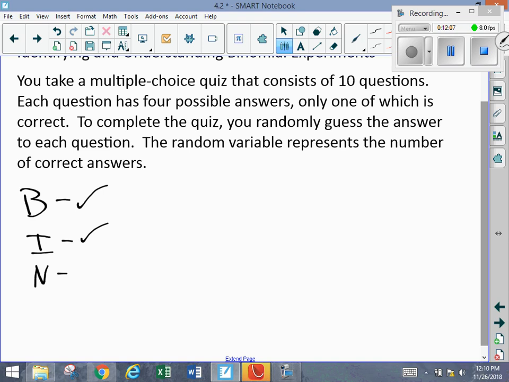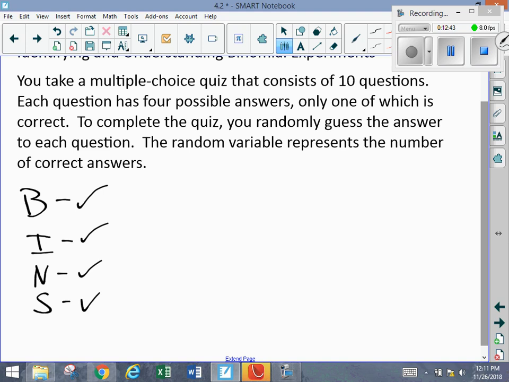Is there a fixed number of trials? Yeah, for sure, right? There are 10. You're going to go through the 10 questions, see how many of those you get right. Is the probability of success the same for each trial? Yeah, it's 1 out of 4. What if the last 3 questions were A, B, C, D, E, F? This would no longer be a binomial setting. But since they're all 4 possible selections per answer, it works.